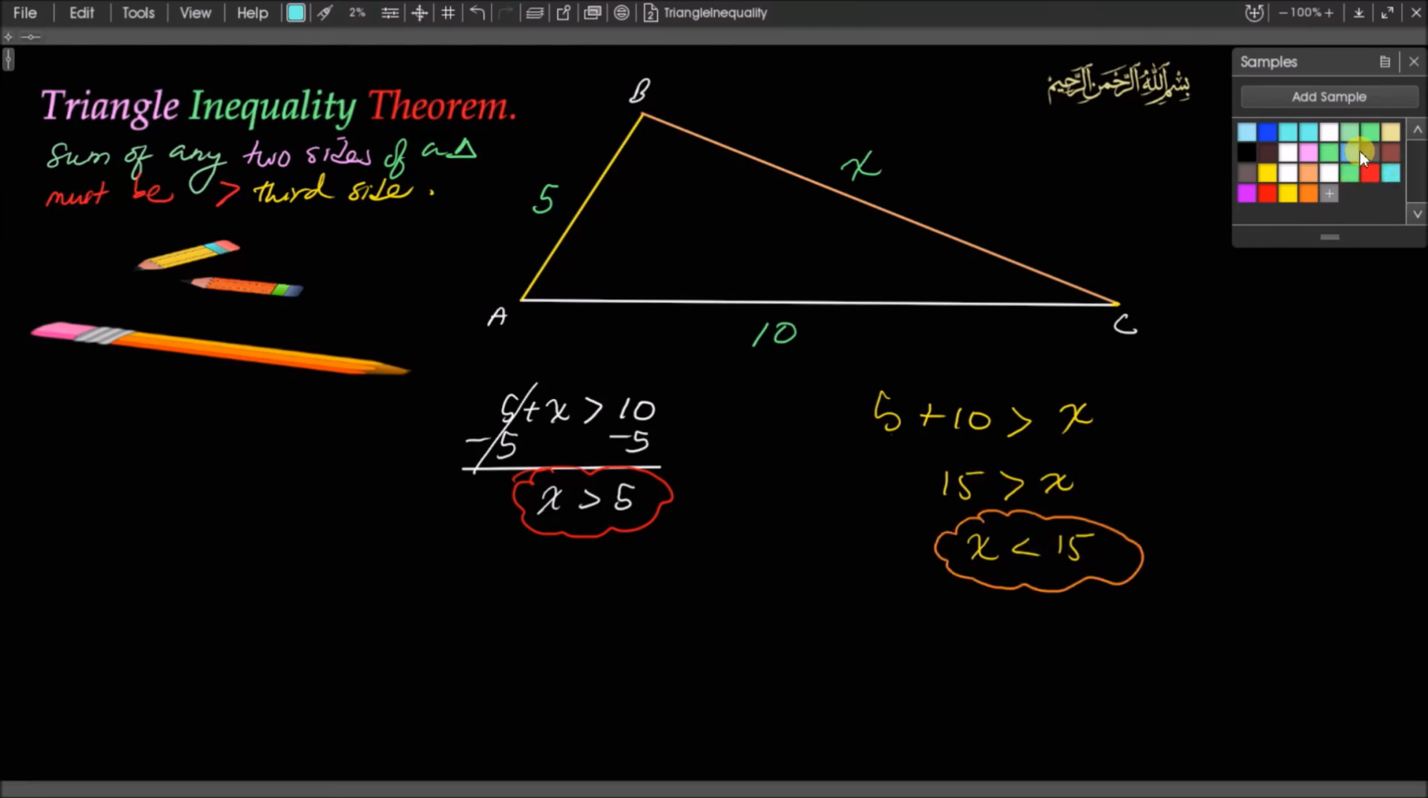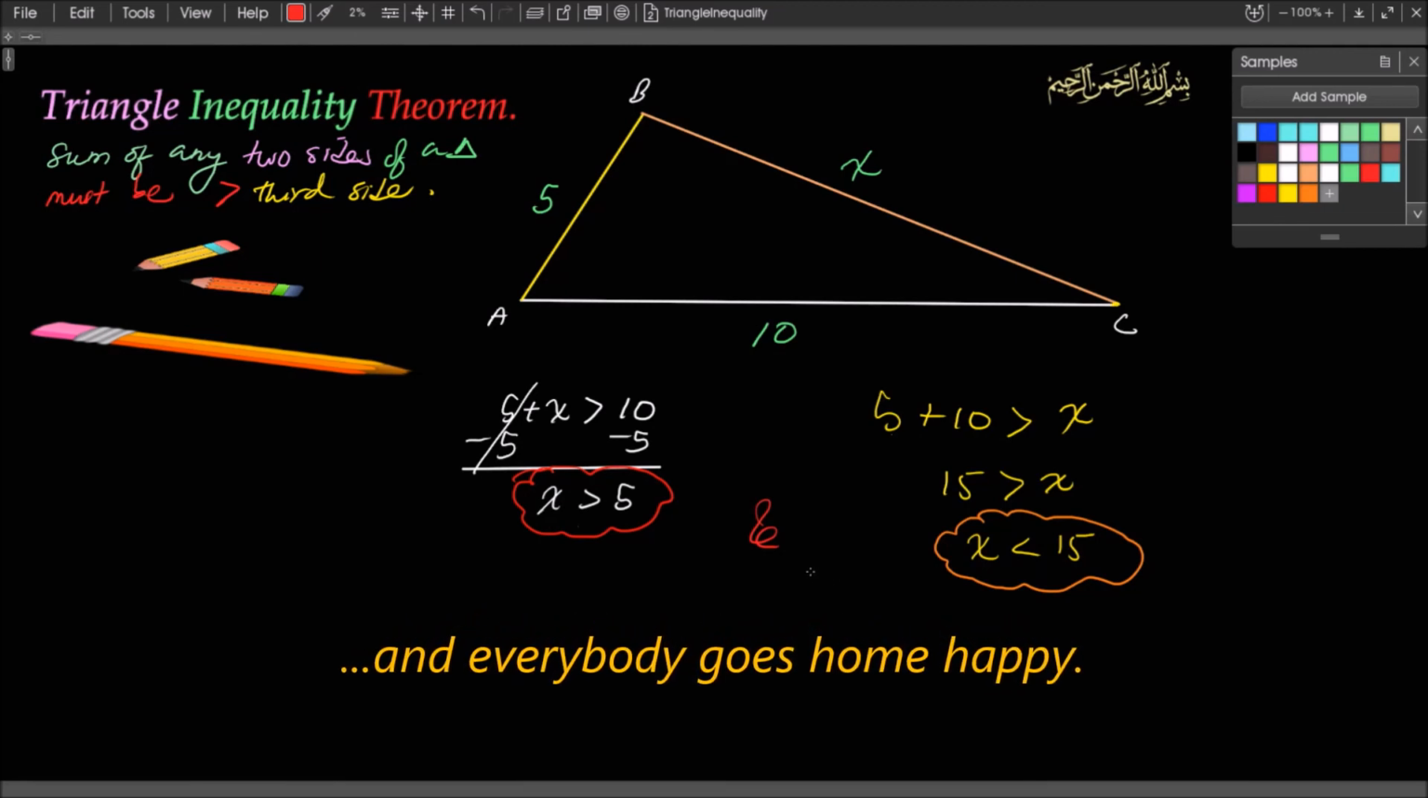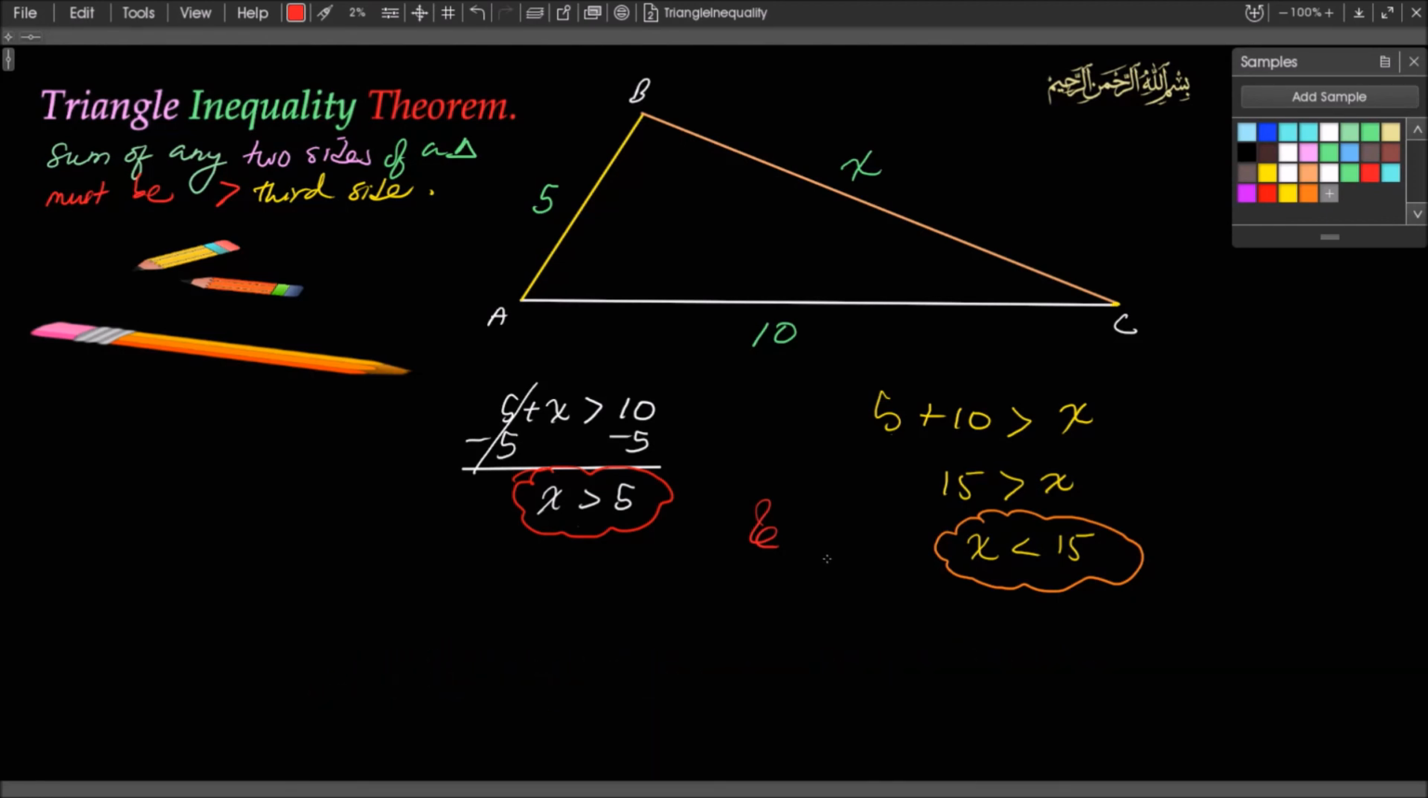So now we have it. x has to be bigger than 5 and x has to be less than 15. As long as x is bigger than 5 and x is less than 15, you can make a triangle out of this. So this is the triangle inequality theorem. It is great fun, and it states the sum of any two sides of a triangle must be greater than the third side.